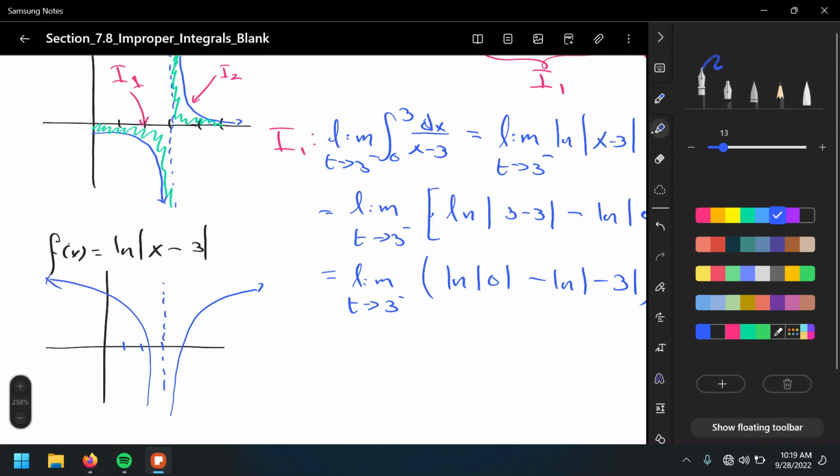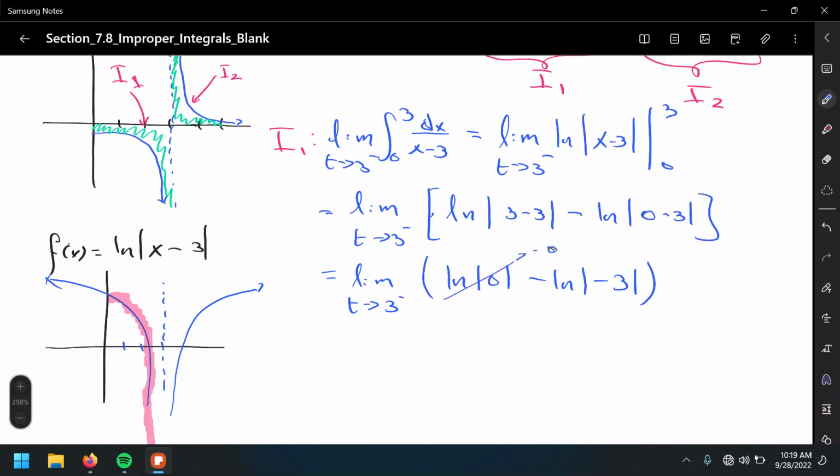Now we are approaching 3 from the left. So where are we going here? Negative infinity. Alright, that means that our integral blows up to infinity, so the integral converges. I mean diverges. So the integral diverges.